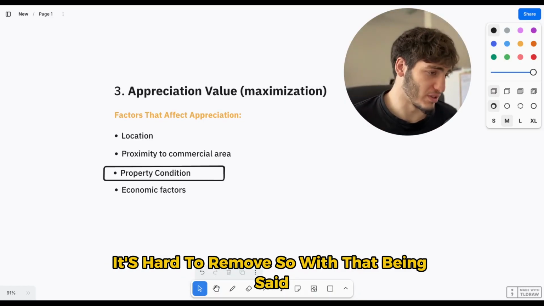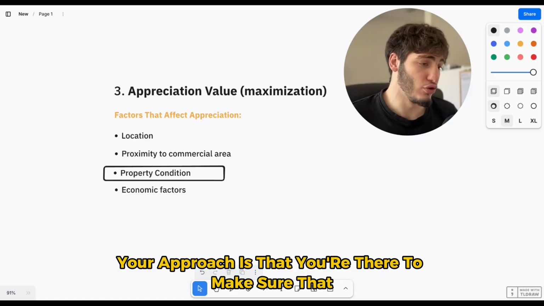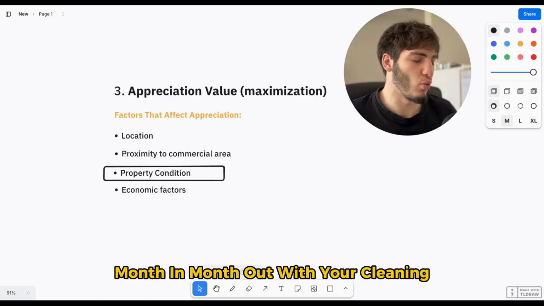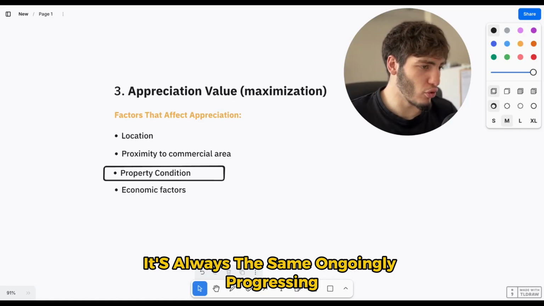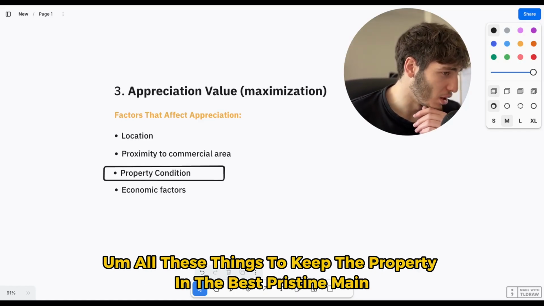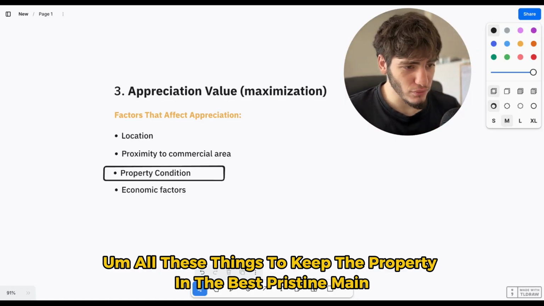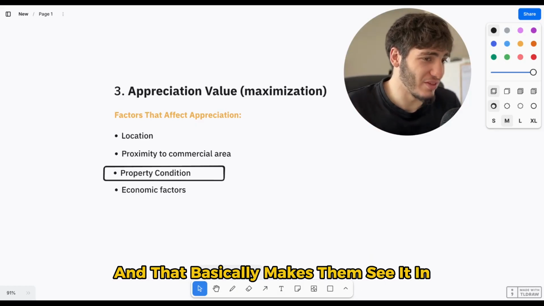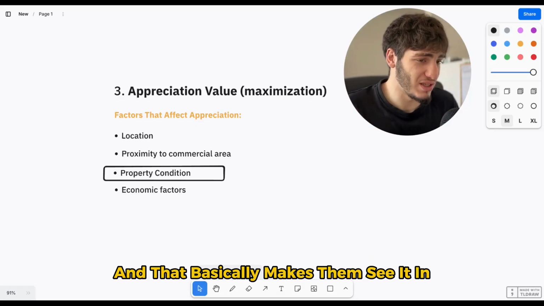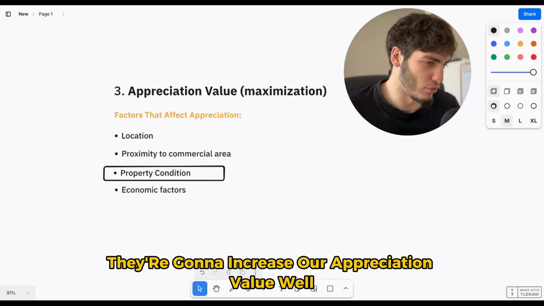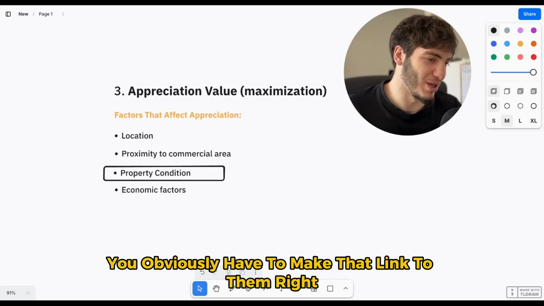So with that being said, your approach is that you're there to make sure that you're consistent month in, month out with your cleaning. It's always the same, ongoingly progressing, researching the best way to clean in the most effective way, all these things to keep the property in the best pristine, maintained way possible, right? And that basically makes them see it in the light of, okay, they're going to increase our appreciation value. Well, you obviously have to make that link to them, right?